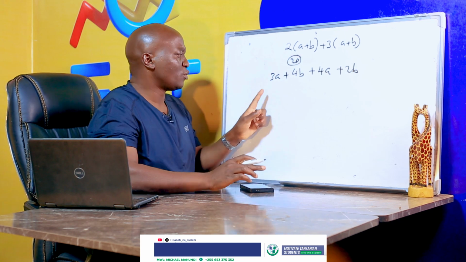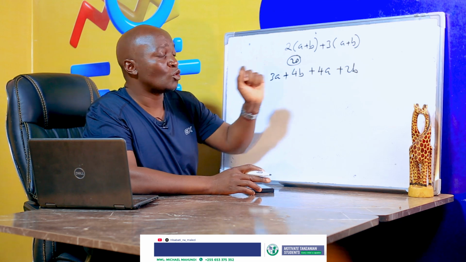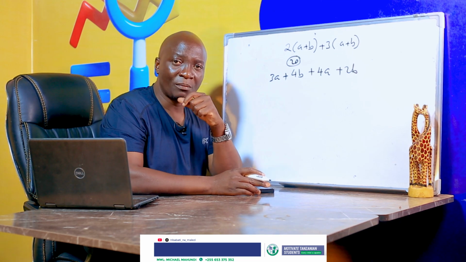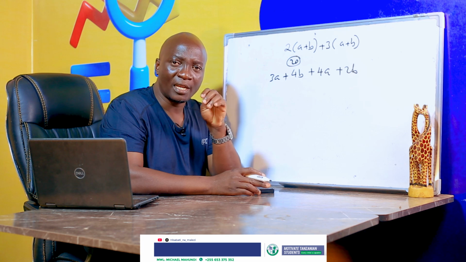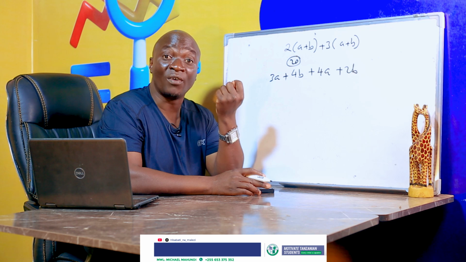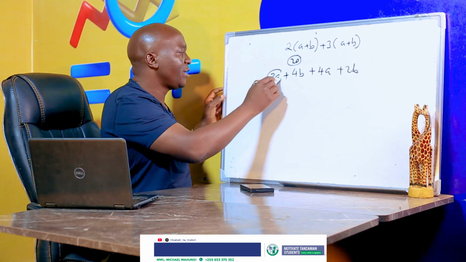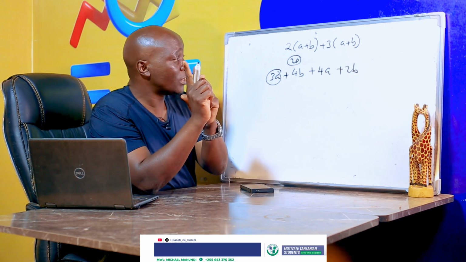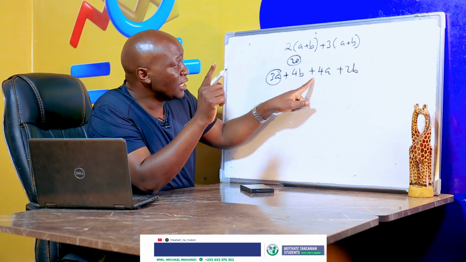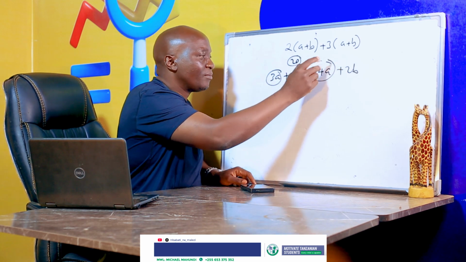Kwenye 2D, the question was 3a plus 4b plus 4a plus 2b. Nikwambia, we collect like terms. Tuna collect like terms. Like terms are terms which have the same variable. Tumeshasoma. Upper like terms, 3a, point to take home here. If addition is a part of 4a, circle it with this one here.